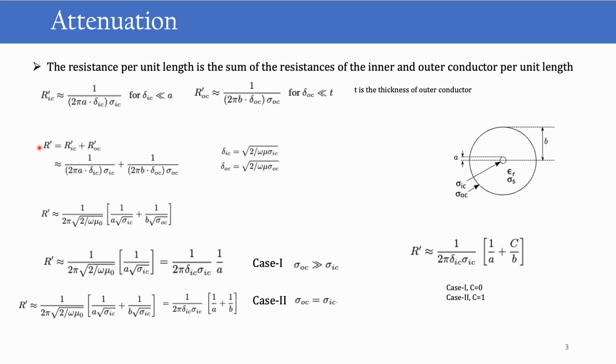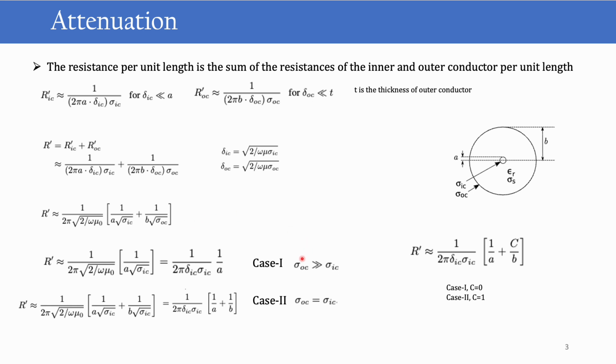So the total resistance can be given as the summation of the resistance of both the inner conductor and the outer conductor. Based on these equations, we can summarize that the total resistance is 1 by 2 pi root 2 omega mu 0 into 1 by a root of sigma IC plus 1 by b into root of sigma OC. So we are going to consider two cases.